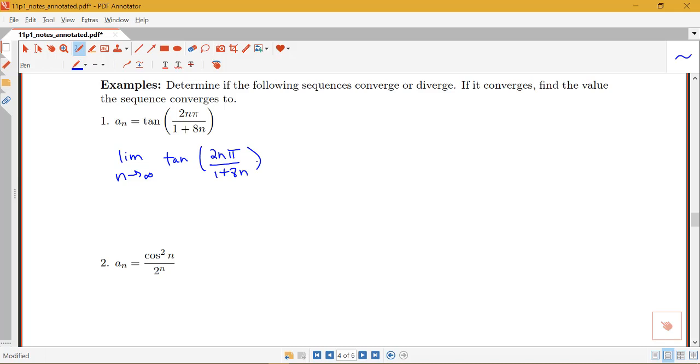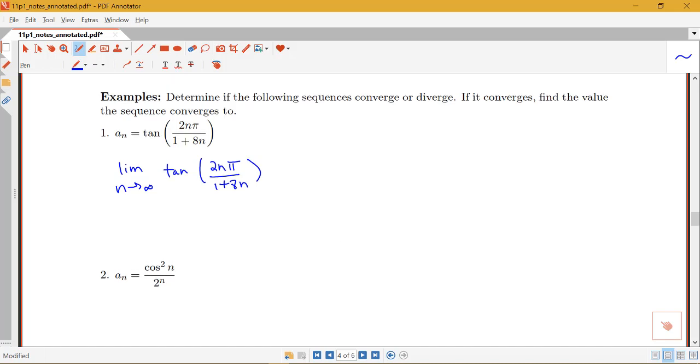As long as the limit as n goes to infinity of what's inside is something where tangent is defined, we can proceed this way. So we can say that this is tangent of the limit as n goes to infinity of 2n pi over 1 plus 8n. Notice with what I have inside here, I have the highest power in the numerator being n, and the highest power in the denominator also being n.